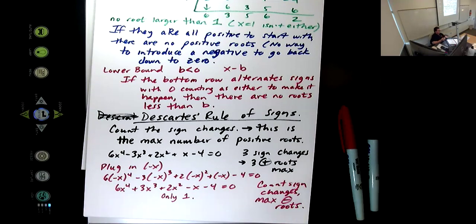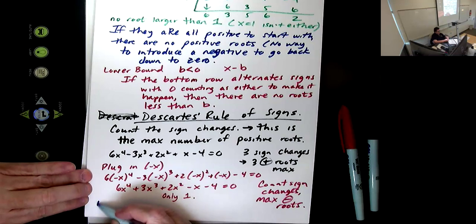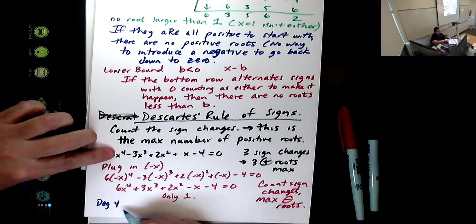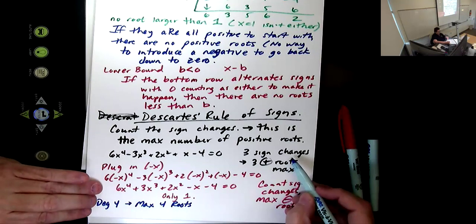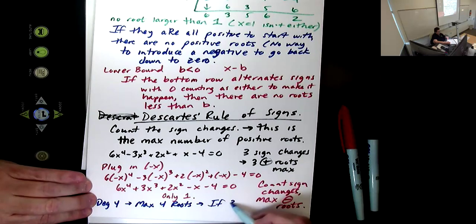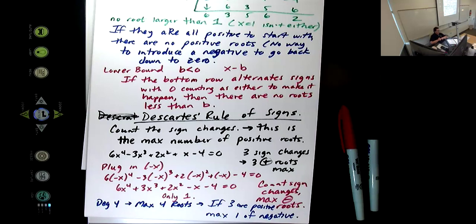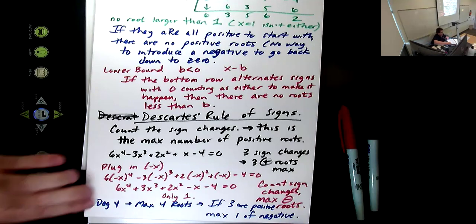What did that polynomial degree rule tell us? The degree is 4, because the exponent's 4, so there's a max of 4 roots. And if 3 are positive, max of 1 negative. Those should add up to the 4, or the degree, every time. I've yet to see it not add up to the degree. I've never seen it worded that way, so I'm wondering if there's a questionable section, but it's usually a good rule of thumb.